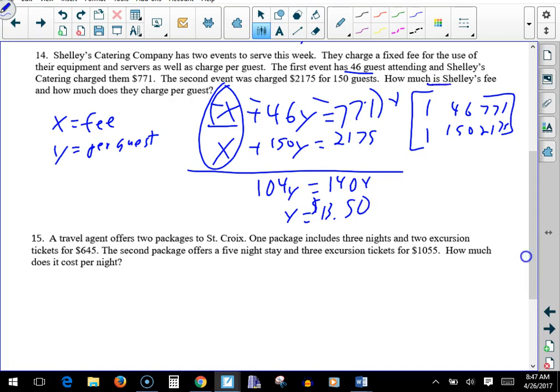Now it says, how much is Shelley's fee and what's the charge per guest? So we do have to plug this y in here or here, makes no difference. And then solve for x, which is very simple. All you do is take 1350 times 46, subtract it from 771. And you end up with x equals 150. So, it's a $150 fee and $13.50 per guest.